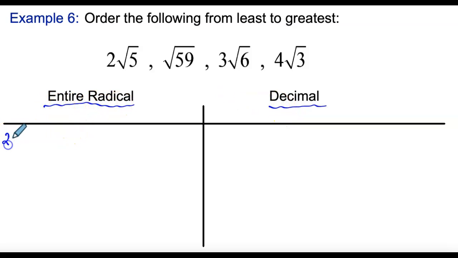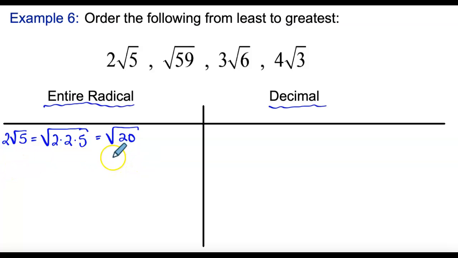So starting with 2 times the square root of 5, I know if I want to put 2 inside the root sign, then I write that as the square root of 2 times 2 times 5. And if I multiply those factors, that's the same as 2 times 2, which is 4, times 5, which is 20. Great. Let's do the next one.